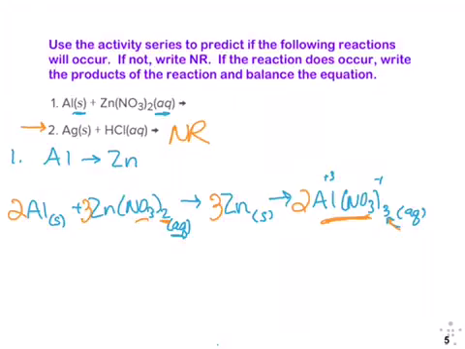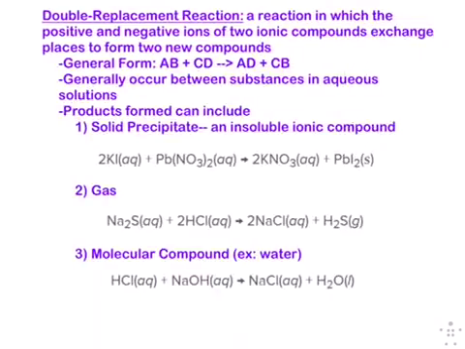All right, we have 2 more types of reactions to go through. The first one is a double replacement reaction. This is a reaction in which the positive and negative ions of the two ionic compounds exchange places to form new compounds. This is your general form. AB plus CD gives you AD plus CB.